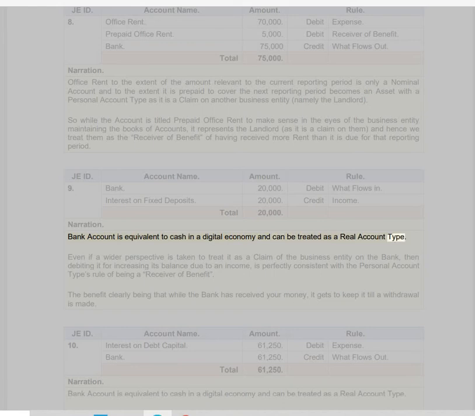account type. Even if a wider perspective is taken to treat it as a claim of the business entity on the bank, then debiting it for increasing its balance due to an income is perfectly consistent with the personal account type's rule of being a receiver of benefit. The benefit clearly being that while the bank has received your money, it gets to keep it till a withdrawal is made.